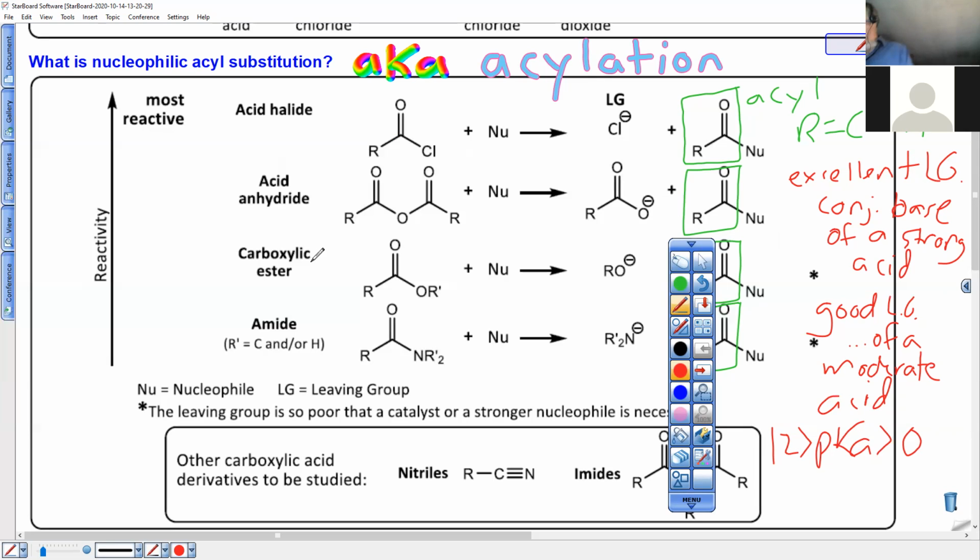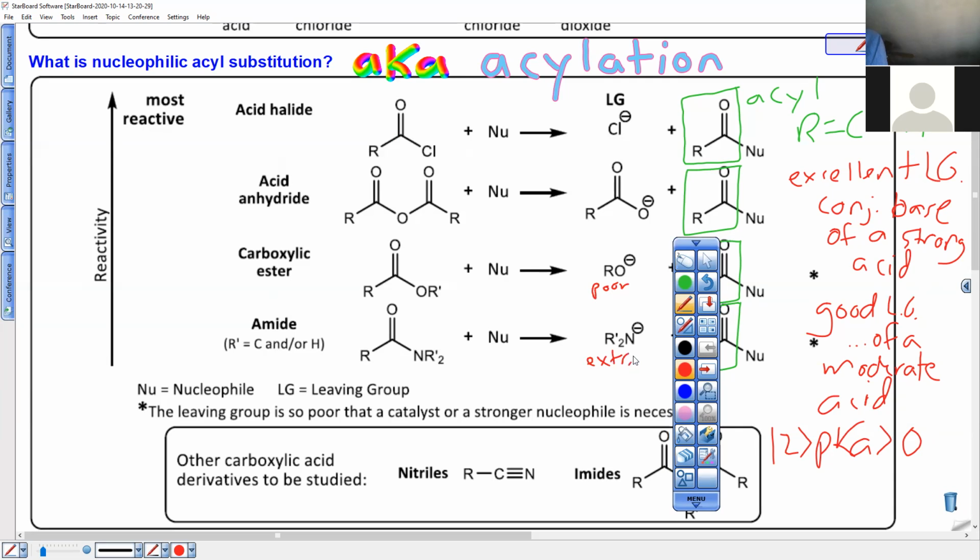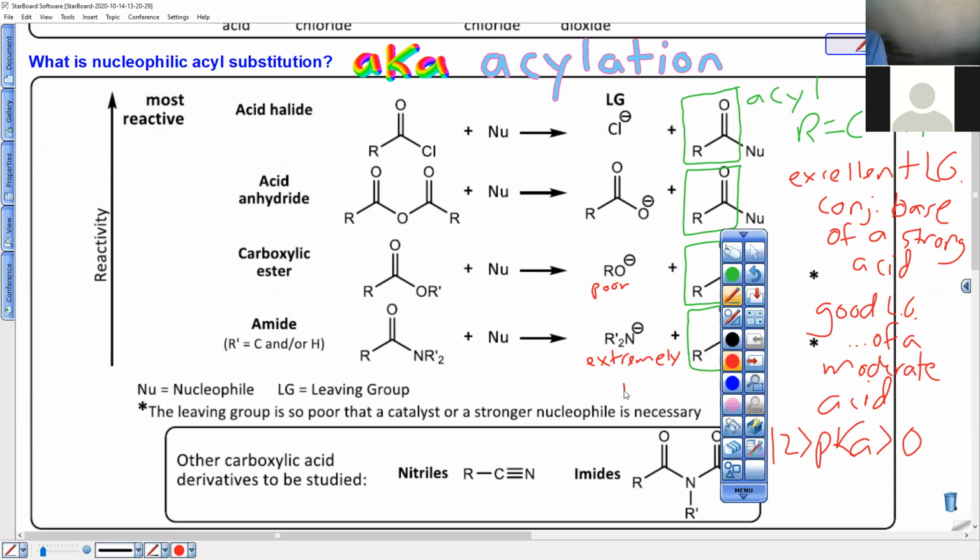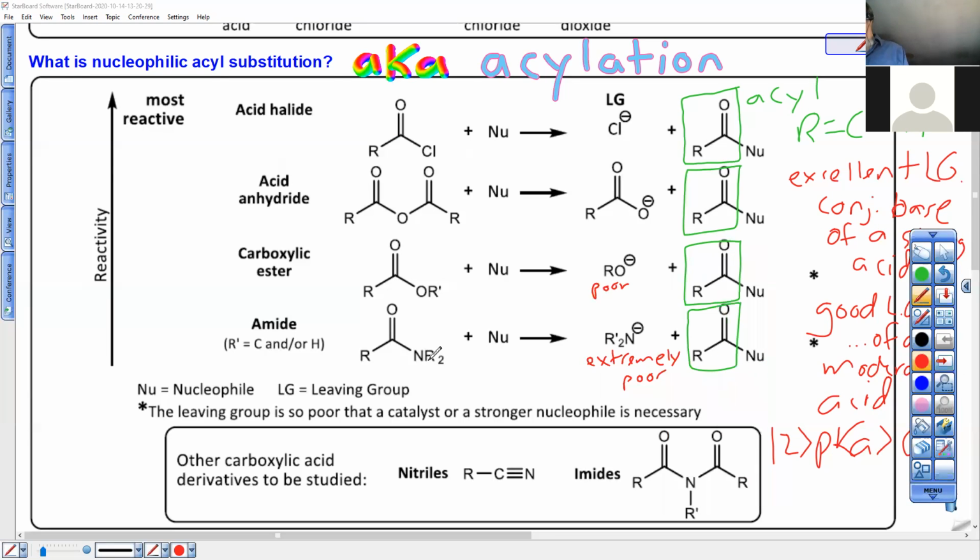Carboxylic esters do not have a good leaving group. This is a poor leaving group. And this one is extremely poor. RO minus is the conjugate base of an alcohol. Alcohols have pKa's at 17 and 18, somewhere in that range, and that is above 12. This is the conjugate base of an amine, and an amine has a pKa of 40, and this is extremely poor. You're going to need very harsh conditions to do these kinds of reactions. You don't need harsh conditions at all to do the ones at the top.